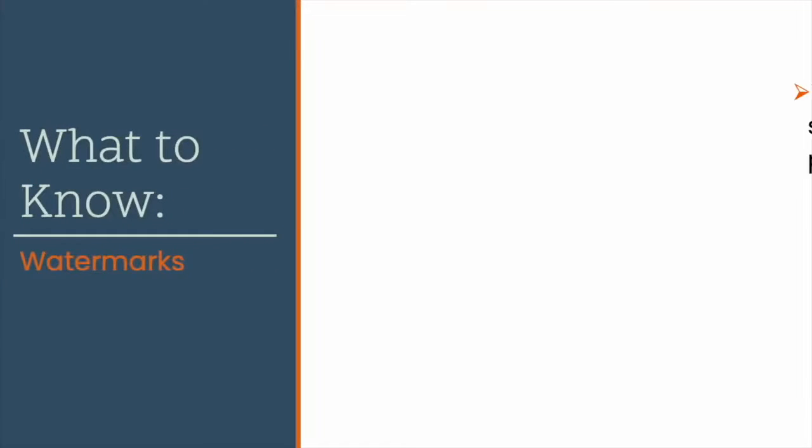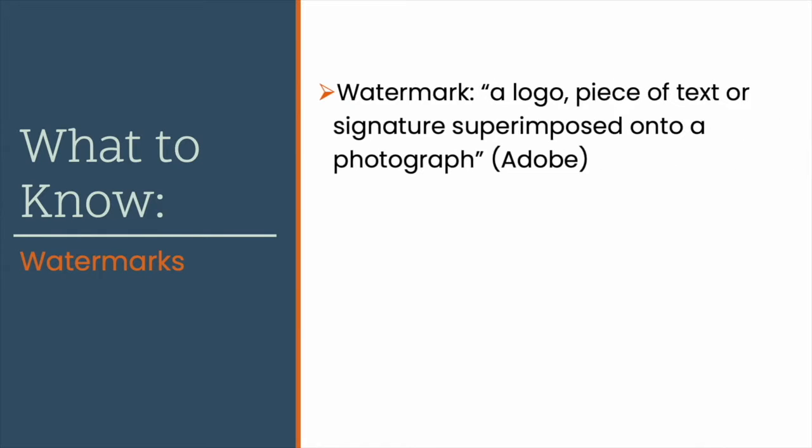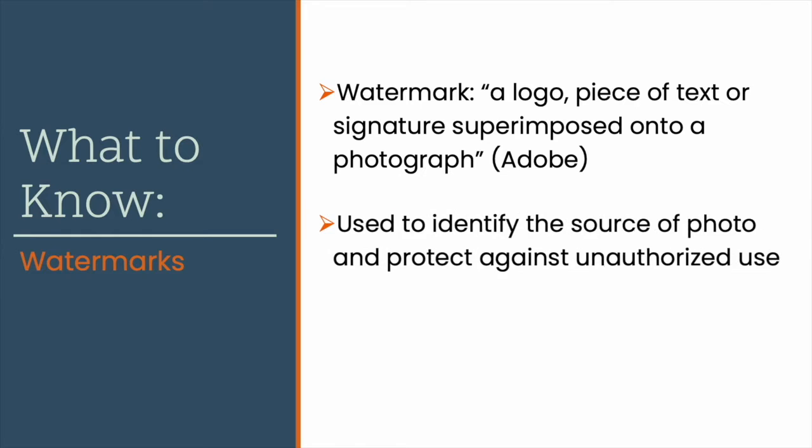A watermark is a logo, a piece of text, or a signature of some type that has been superimposed onto a photo or an illustration or some type of image. I'll show you what those look like in just a moment, but basically the idea is to mark the photo in some way, but also so that you can still see what's underneath. And the point of the watermark is to make sure that the source of the photo is always identified to protect against unauthorized use. So anytime you see a watermark, it's a sign that someone else owns it. And since photos can just be downloaded from the internet, those watermarks protect against unauthorized use.